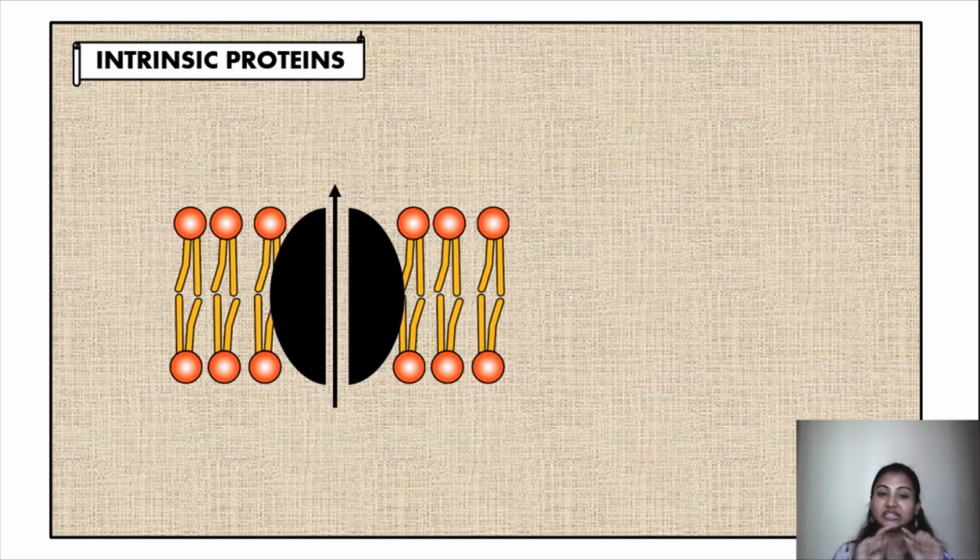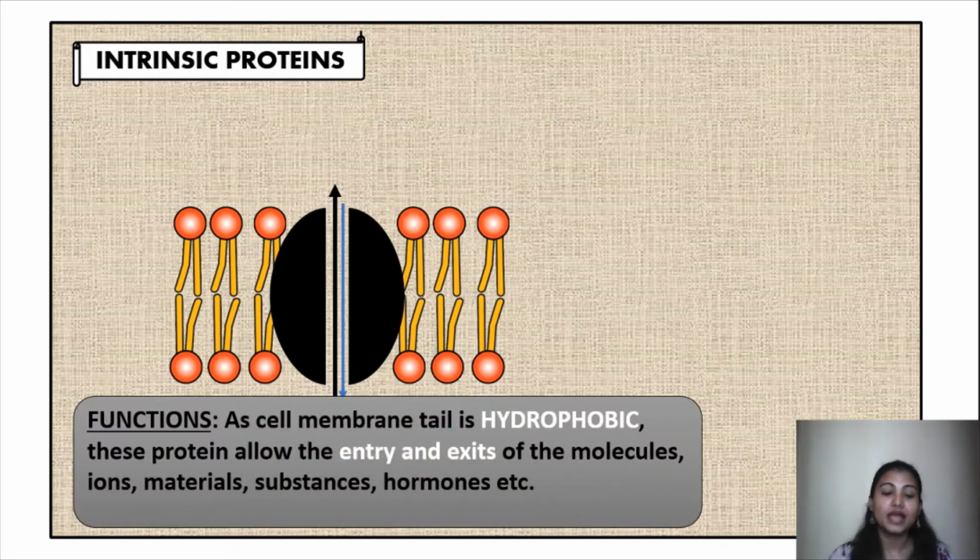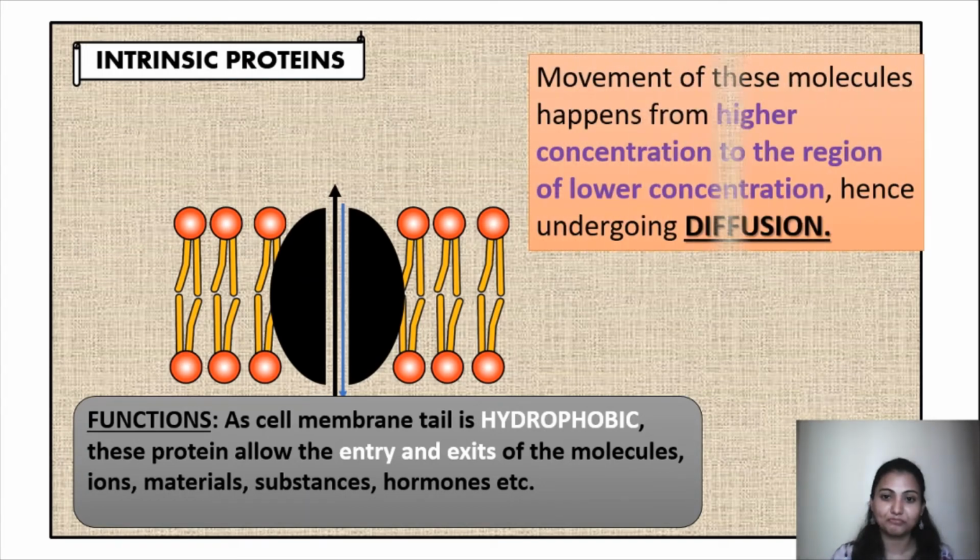They allow the molecules to go outside and inside of the cell, as we know that the tail part of the cell membrane is hydrophobic. So obviously the water molecules, solutes and dissolved particles have to move inside and outside. Such proteins allow the molecules to be transported inside and outside of the cell. Now, what is the function? As the cell membrane tail is hydrophobic, these proteins allow the entry and exit of molecules, ions, materials, substances, hormones, etc. The movement of these molecules happens from the region of higher concentration to the region of lower concentration, and such transport is called diffusion.